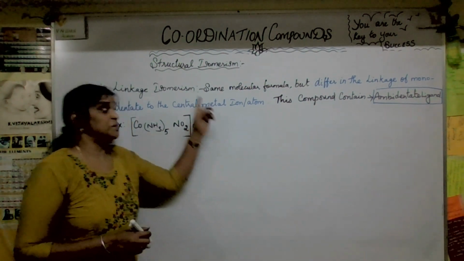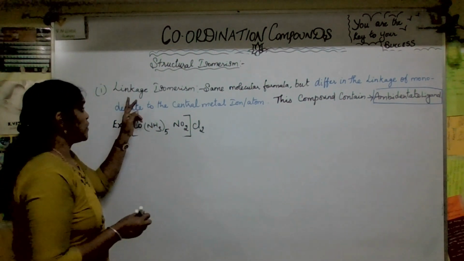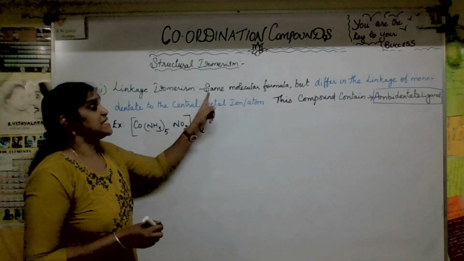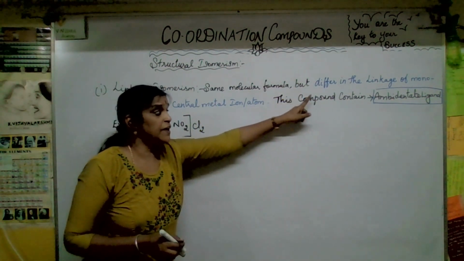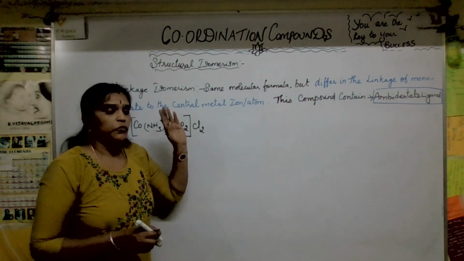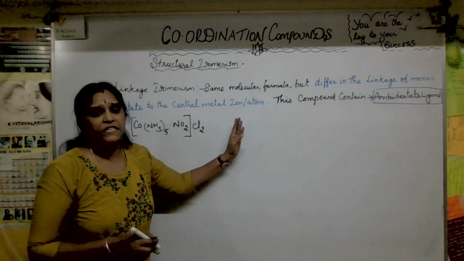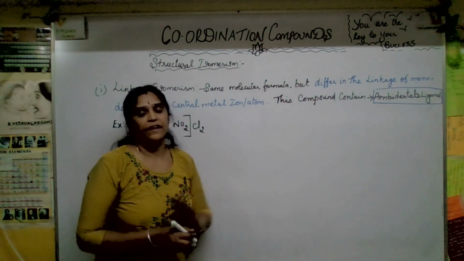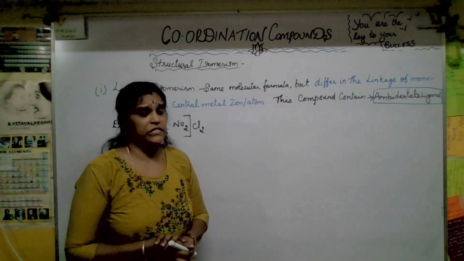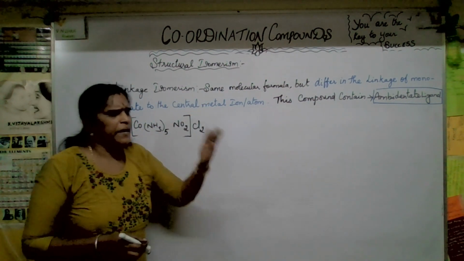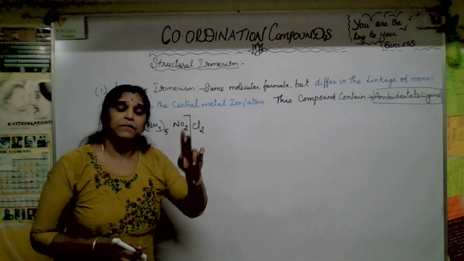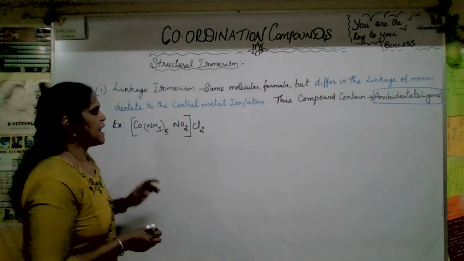Now the next isomer, structural isomer. In that, the first one is linkage isomer. In linkage isomerism, what do we mean? Same molecular formula but differing in the linkage of the monodentate ligand to the central metal atom. So whenever you see linkage isomerism, please remember ambidentate ligand, which you learned in the classification of ligands. At a time any one of the atoms of that ligand can attach to the central metal atom or ion.